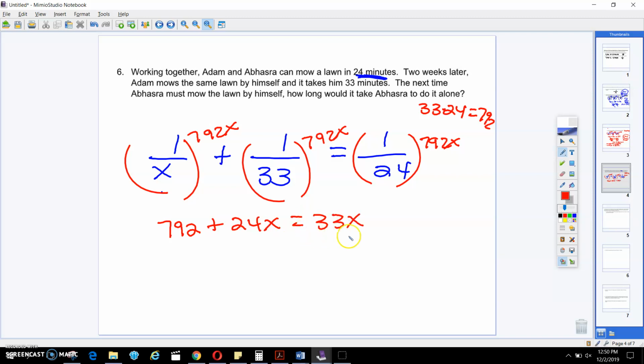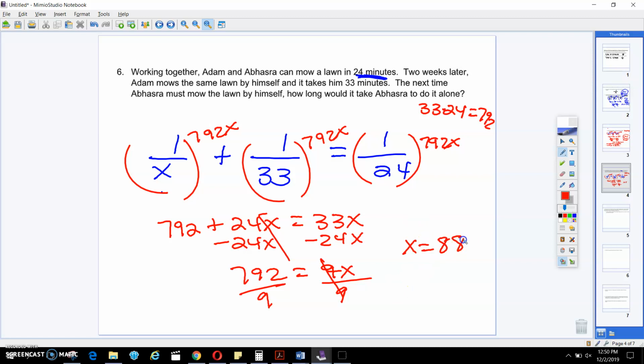Okay, and here's how that subtraction comes into play. Now we're going to solve, right? Well, we're going to subtract 24x from both sides, right? Because we want our variables on one side and numbers on the other. Still want x by itself, so we're going to divide by 9 on both sides. And that's going to give me x equals 88 minutes. And one of the great parts about this being a whole number is we don't have to do that mess that we did in the last 2 problems.